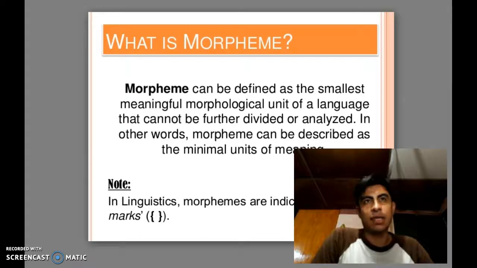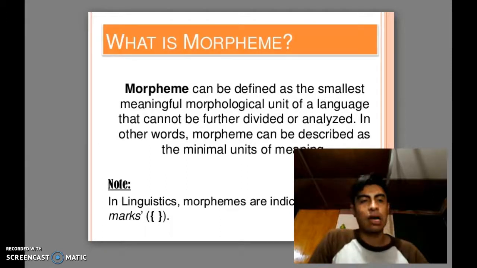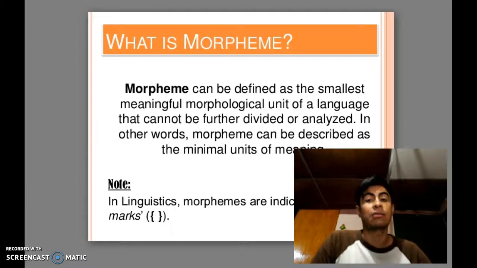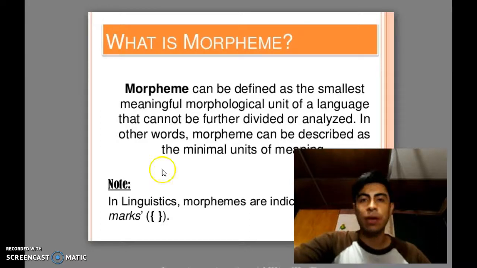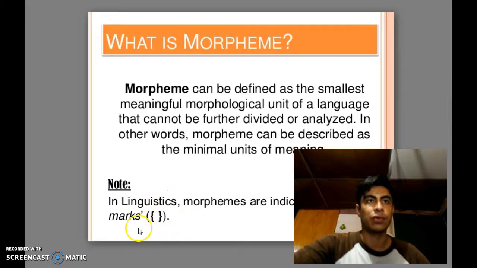A morpheme can be defined as the smallest meaningful morphological unit of a language. In other words, a morpheme can be described as the minimal unit of meaning. We have one word, and we can notice that it could have some elements that make up a single word. Something important you need to know is that in linguistics, morphemes are indicated by brace marks. So we can see here.